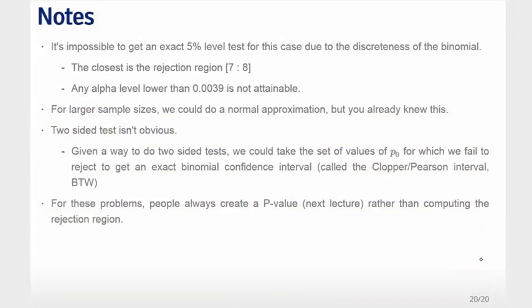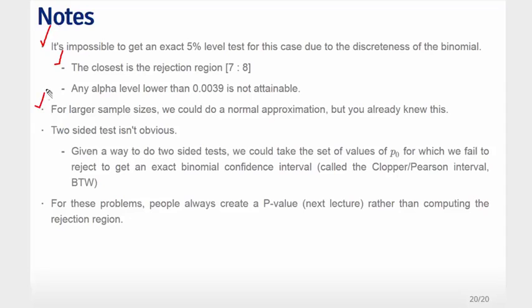Let's give a couple of notes about this specific test. Now, what we see is that the closest rejection region is 7 and 8. And the fact that your friend had 7 girls means that we reject the null hypothesis. But we note it's also impossible to get an exact 5% level test in this case, but that's just because of the discreteness of the binomial.